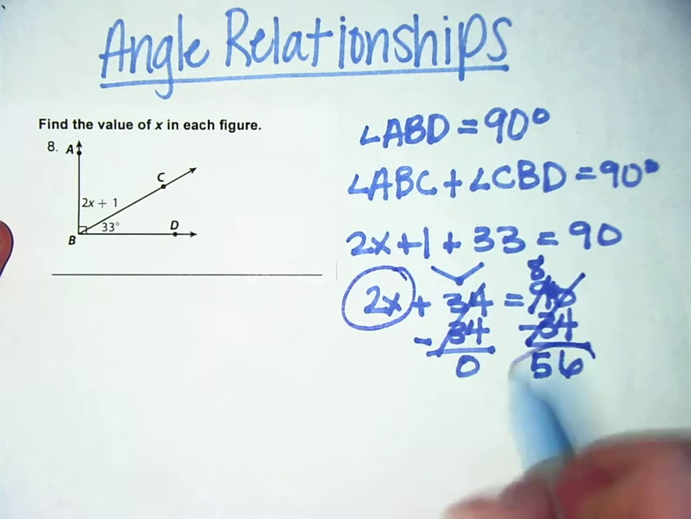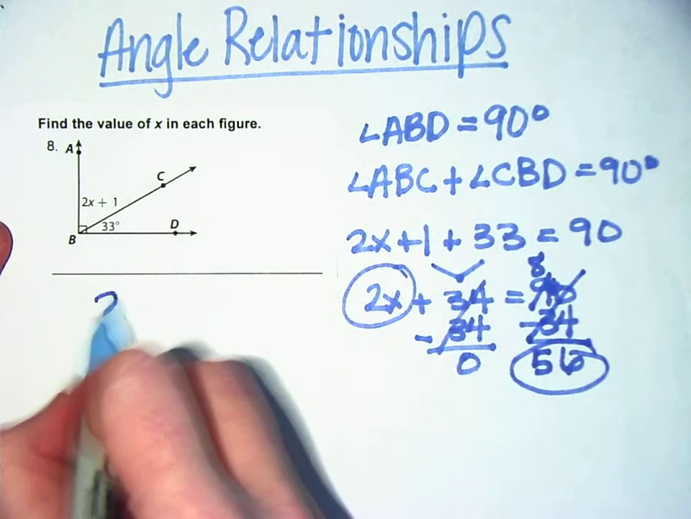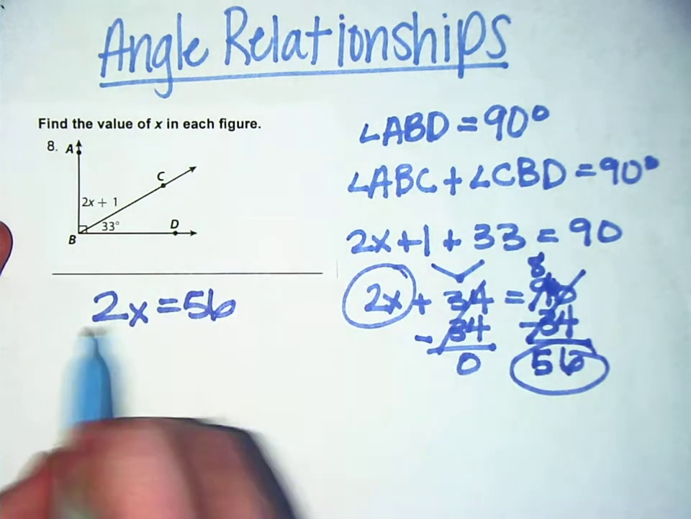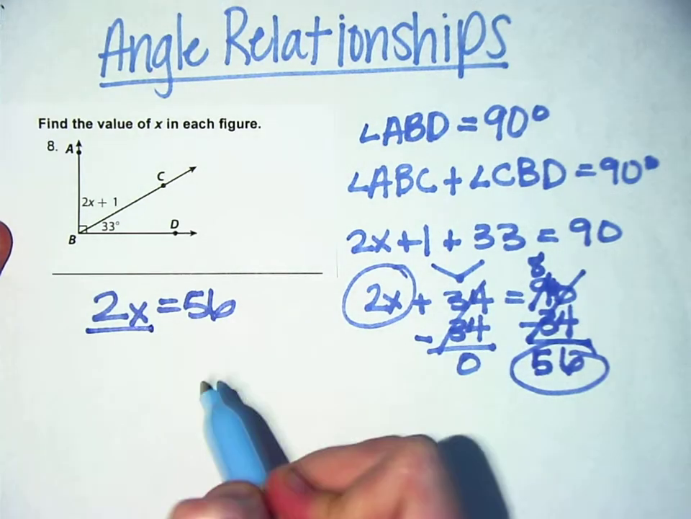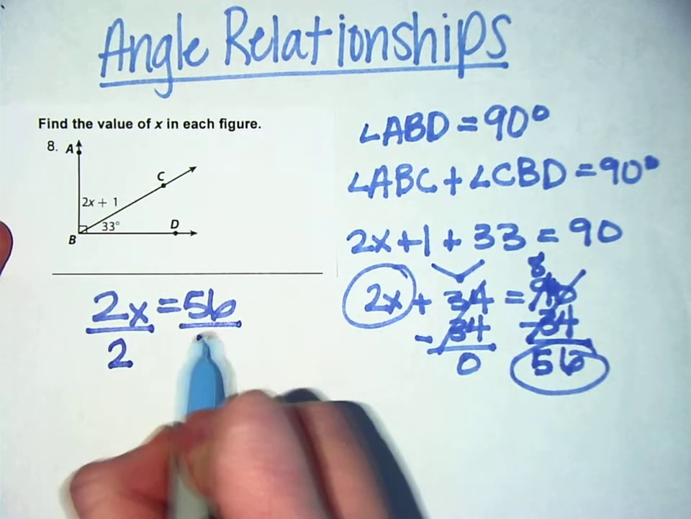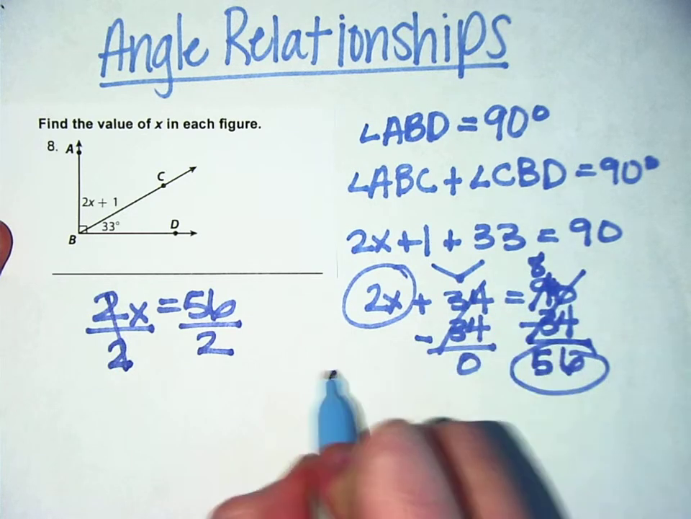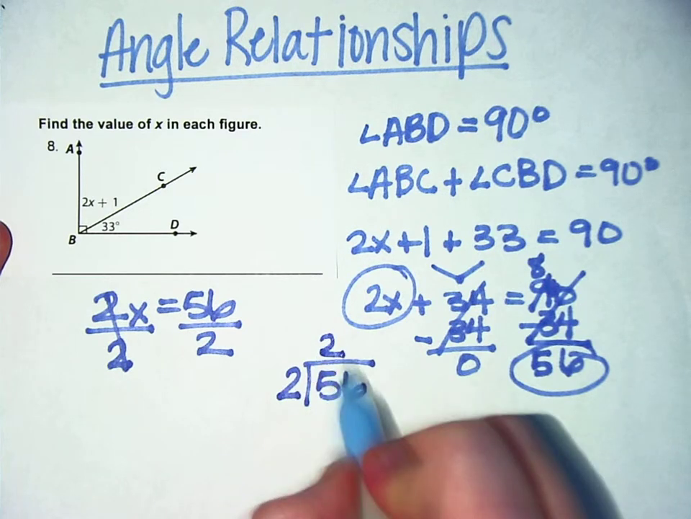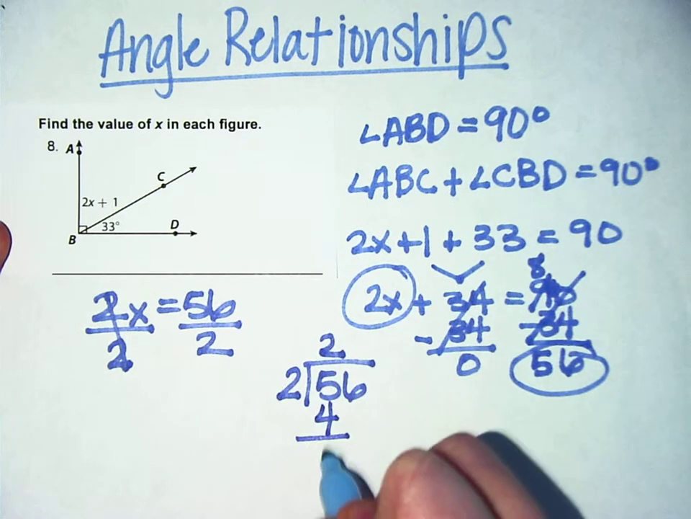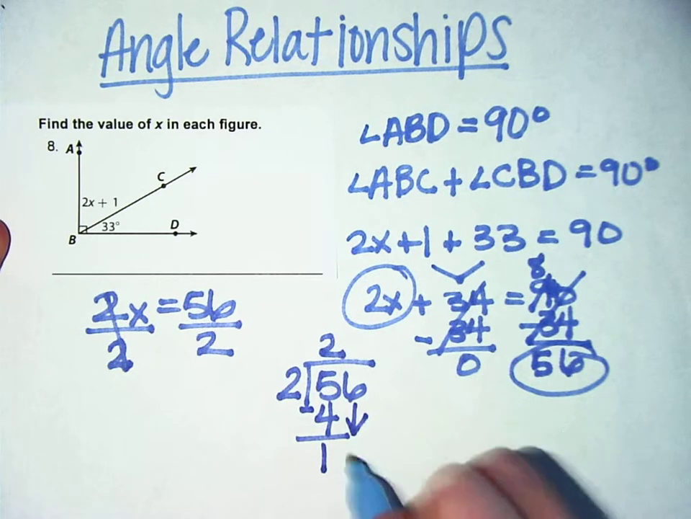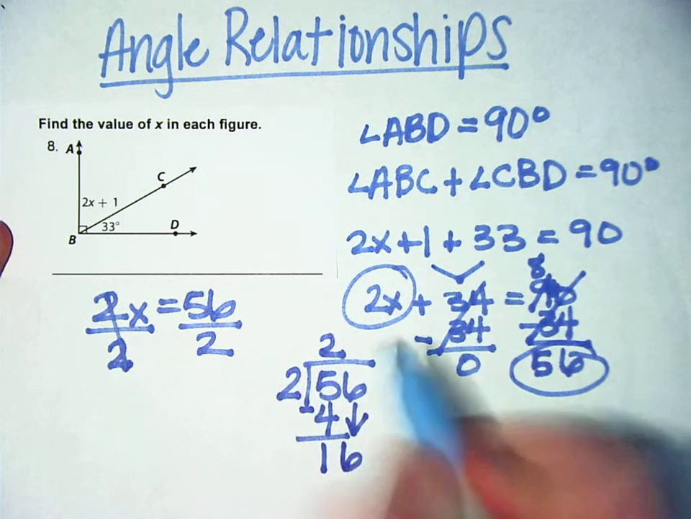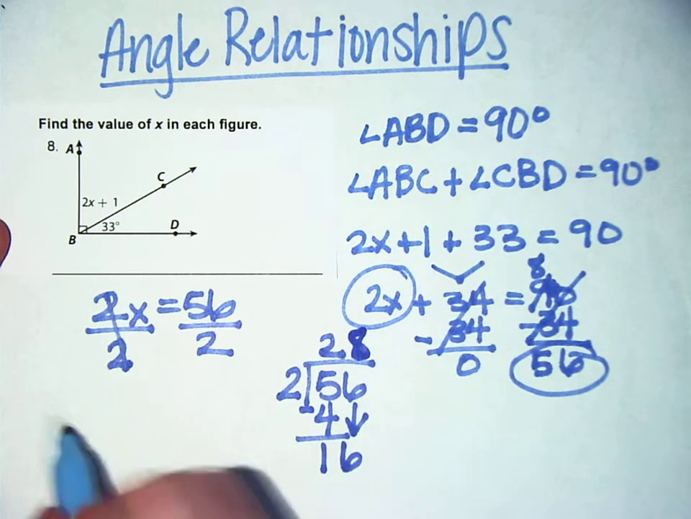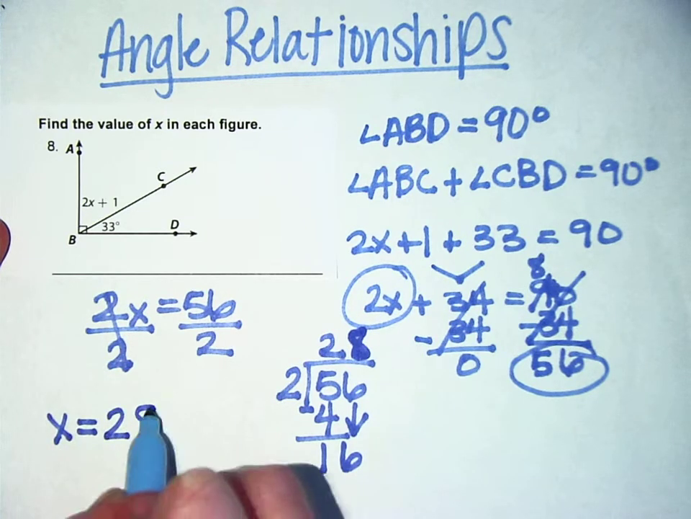So now we're going to put this and this into an equation. I'm going to do it over here. We have 2x equals 56. Now we're at a one-step equation, and to isolate the variable, we need to divide by its coefficient, which is 2, on both sides. So now we have 56 divided by 2. 2 goes into 5 twice. 2 times 2 is 4. 5 minus 4 is 1. Carry down the 6. 2 goes into 16 8 times. So our answer is x equals 28.